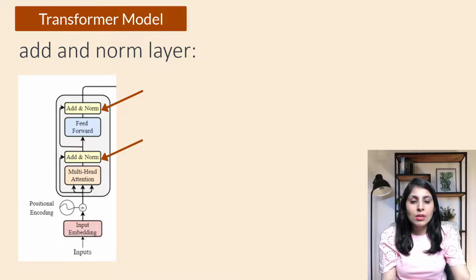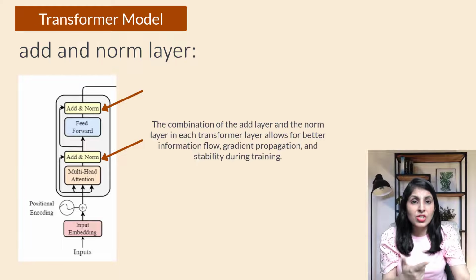Okay, so now let's see the normalization layer. The normalization process helps in stabilizing the training process by reducing the impact of input variations and improving the generalization ability of the model. Okay, so the combination of this add and the norm layer in each transformer layer allows for better information flow, gradient propagation, and stability during the training.